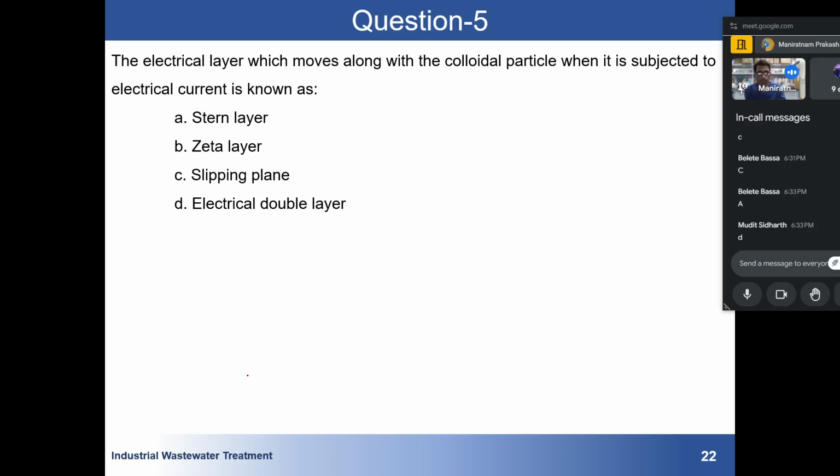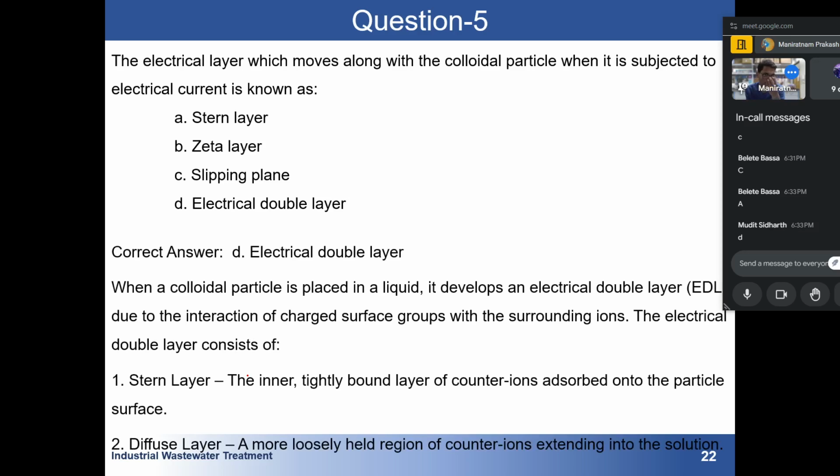Anyone with any more answer? D. So the correct answer is D. That is electrical double layer. External layer is a part of electrical double layer.